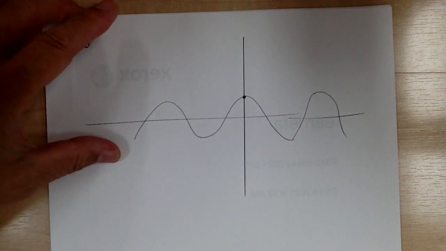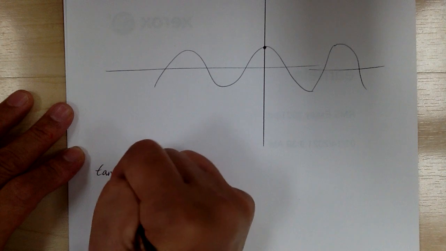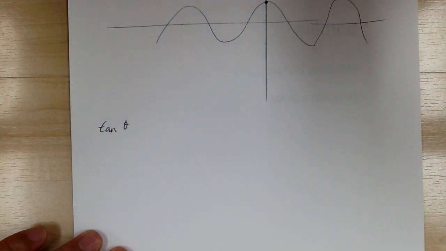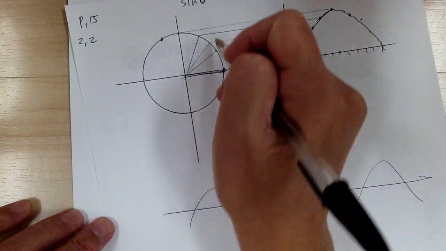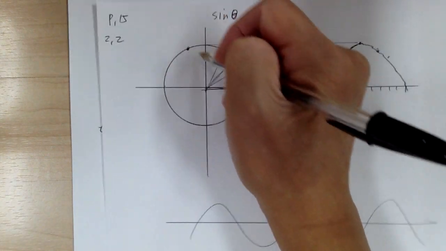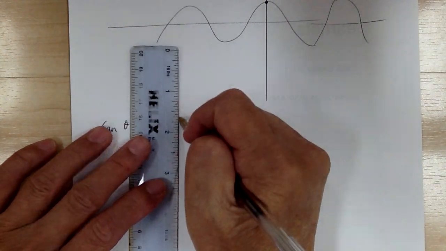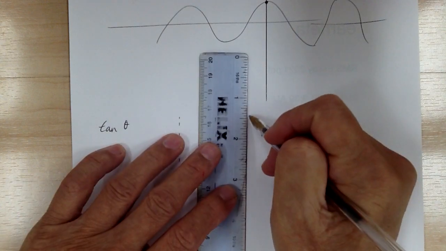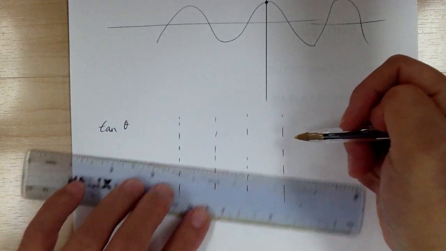Okay, and then you do the same thing with the tangent graph. So tangent theta. Tangent is a slope. So at 0 degrees, the slope is 0. At 45 degrees, the slope is 1. And at 90 degrees, the slope is undefined. So for undefined, you're going to get the asymptotes. So all these are asymptotes.